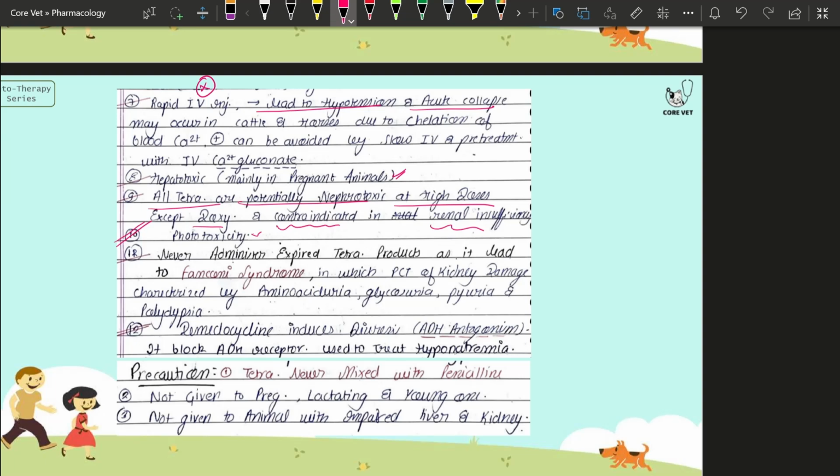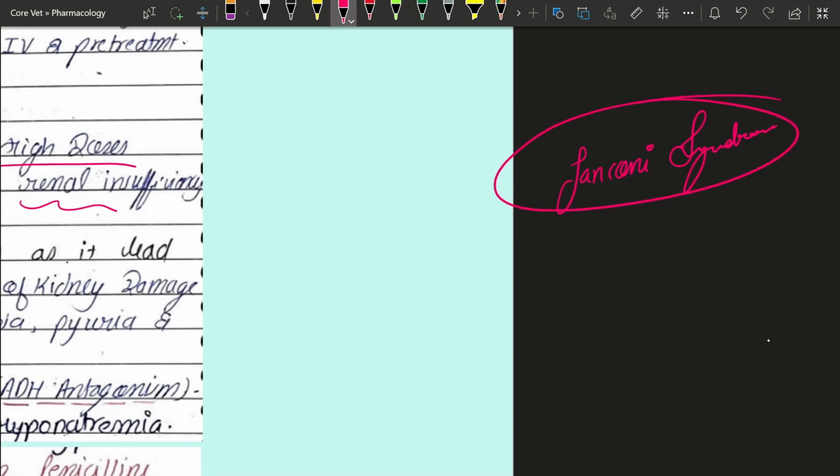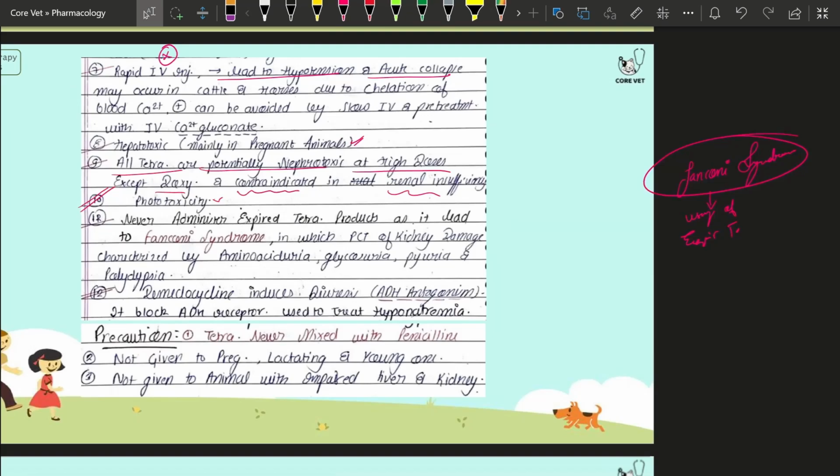And one more important thing is Fanconi syndrome. Okay, Fanconi syndrome, right? So what is Fanconi syndrome? It is a syndrome that is caused by the usage of expired tetracycline. Okay, so when a person uses expired tetracycline products, it may lead to Fanconi syndrome. What happens in Fanconi syndrome? In this syndrome, it acts on the PCT, the proximal convoluted tubule of the kidney, okay, and leads to damage of that particular part.